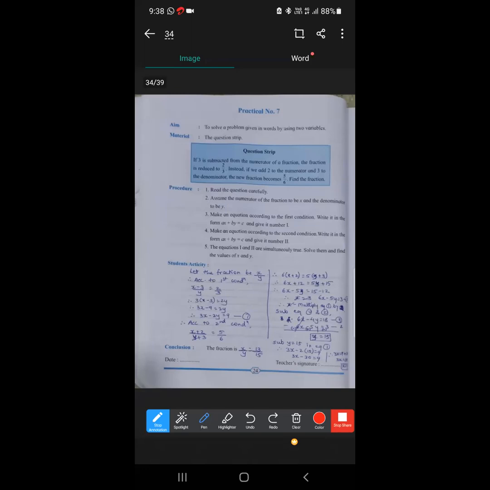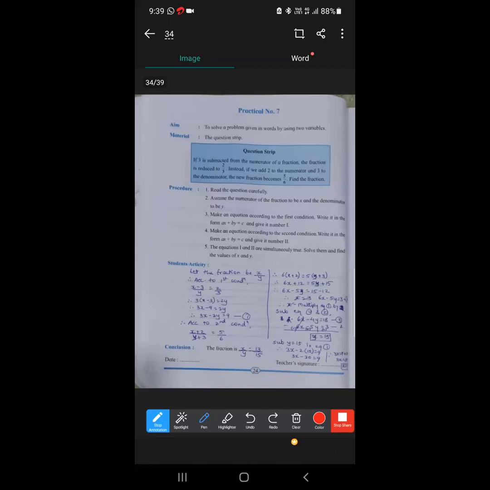Now here your aim is given that to solve a problem given in words. That means word problem is given, and in that word problem two variables are used, because the name itself, linear equation in two variables. Two variable means what? There will be two variable. So far you came across the linear equation in one variable, only one variable. Just now we have seen 3x is equal to 24. So x is equal to 8. Okay, only one variable.